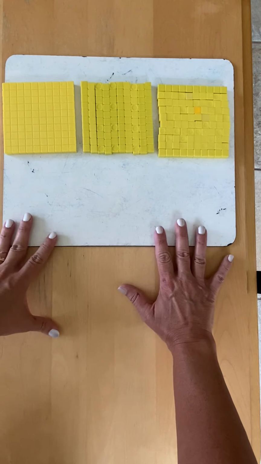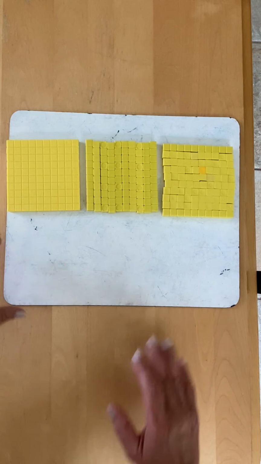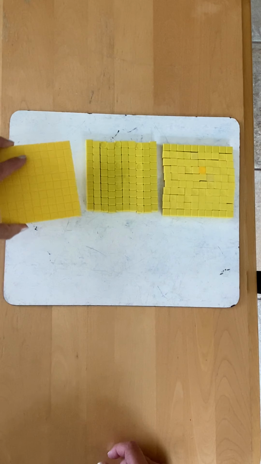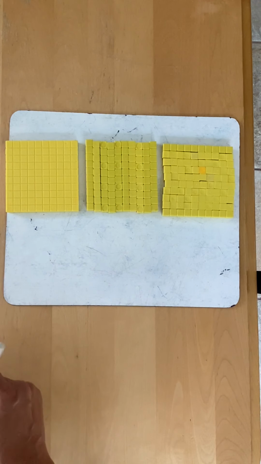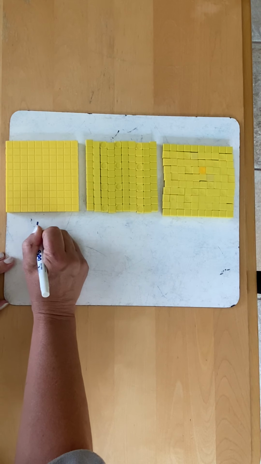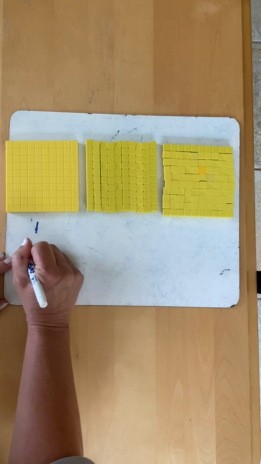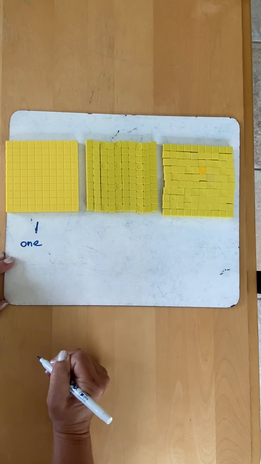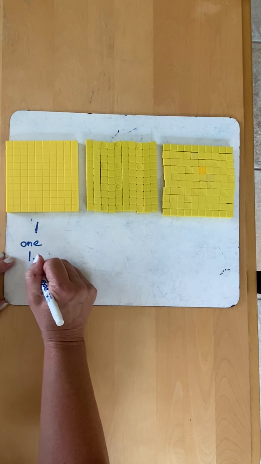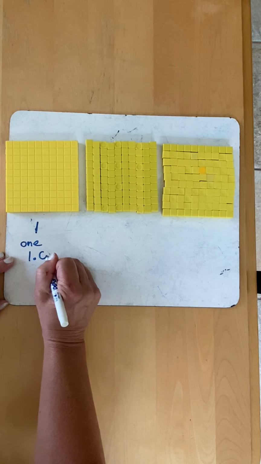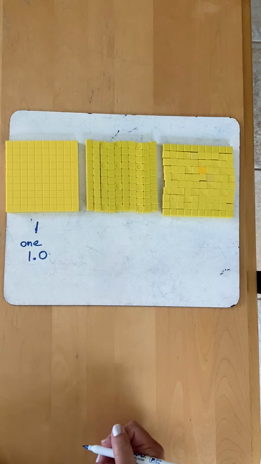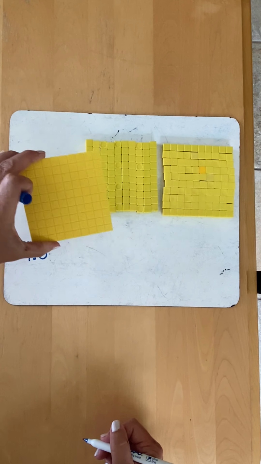So when we look at these models right here, I can pick this up and this is one whole piece. So this is going to represent our whole number. So I can write this 1 like this. I can write it as the word 1. I can write it with a 1, then a decimal point and say I have no parts at all. So these are the different ways that I can write this whole 1 right here.